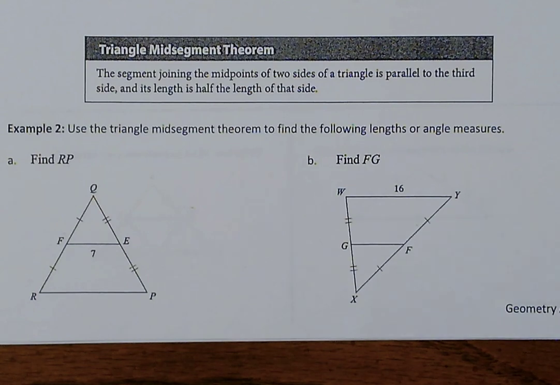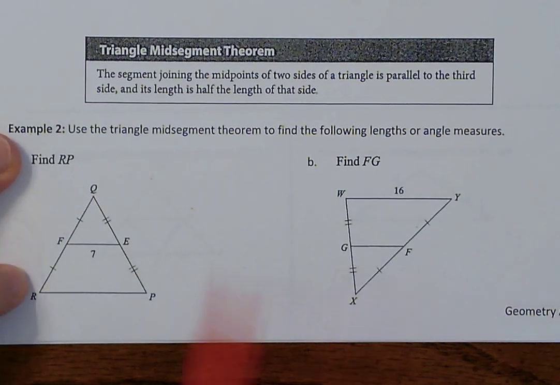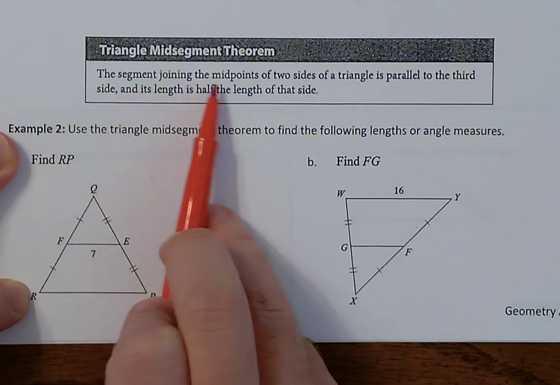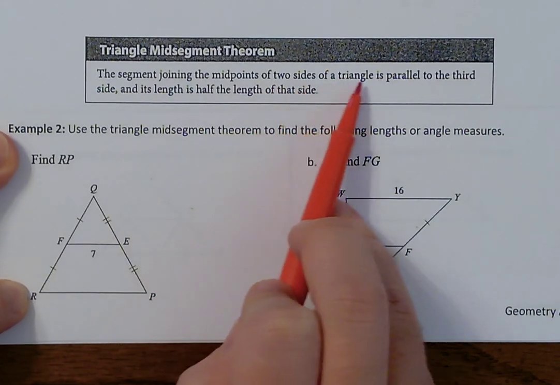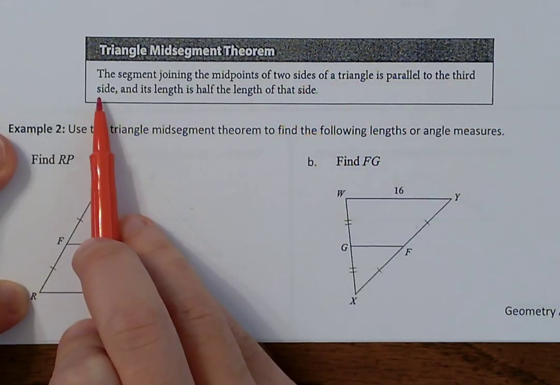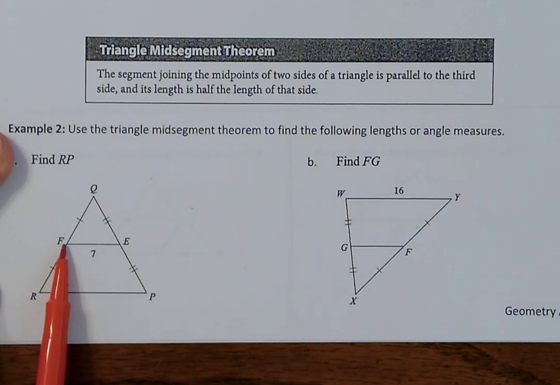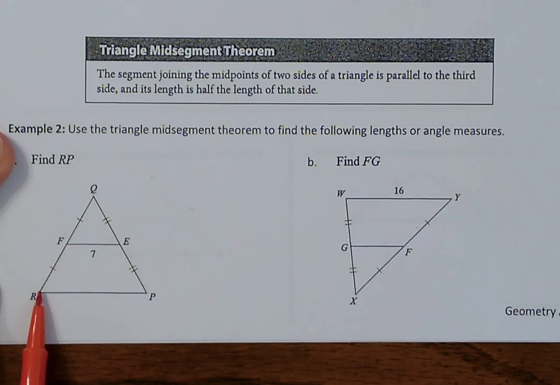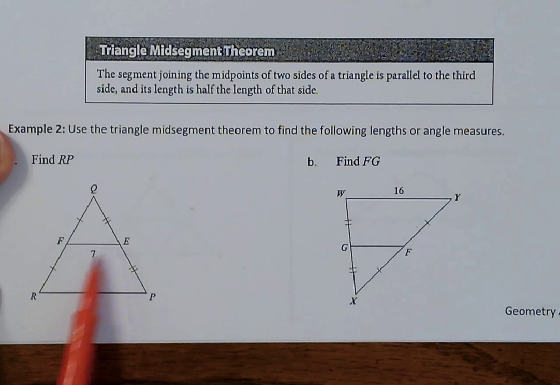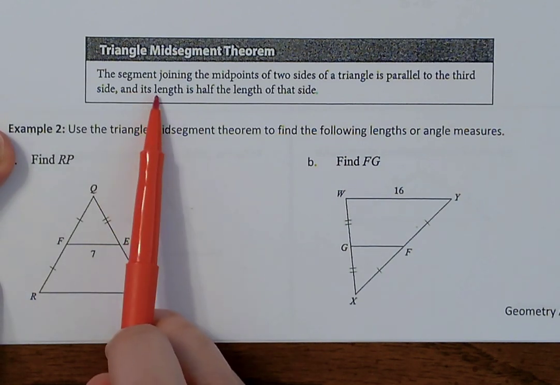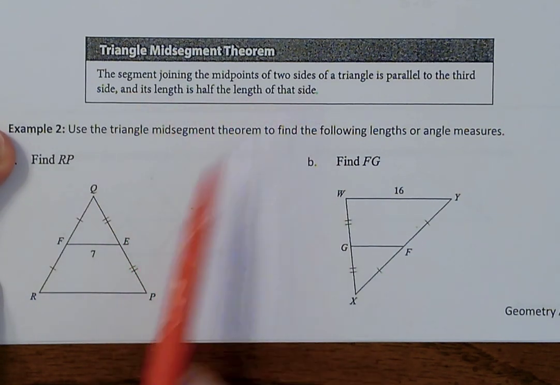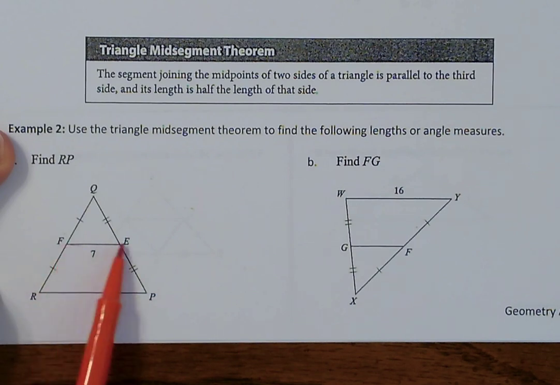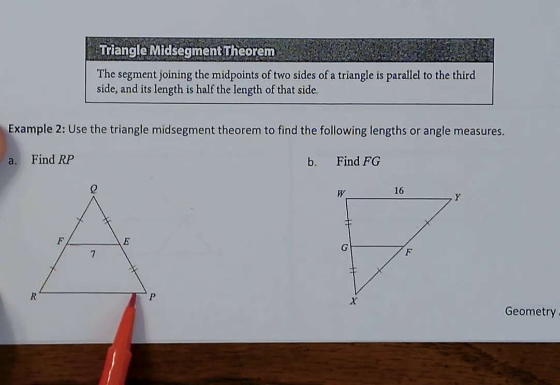The triangle midsegment theorem states that the segment joining the midpoints of two sides of a triangle is parallel to the third side, meaning FE is parallel to RP. So these two lines are parallel to each other. And its length is half the length of that side. So it means this side right here is equal to half the length of this side.